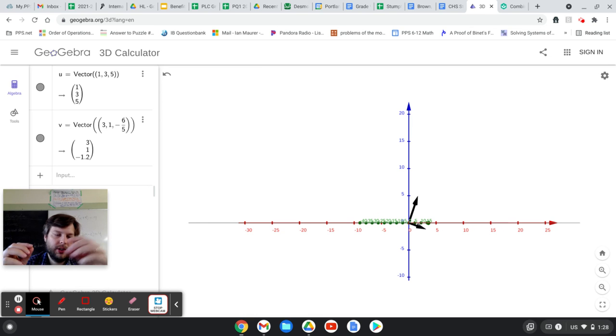But for right now, I just want you to remember the dot product means you're multiplying each of the coordinates and then adding those products together. And if the dot product is 0, then you have two perpendicular vectors.